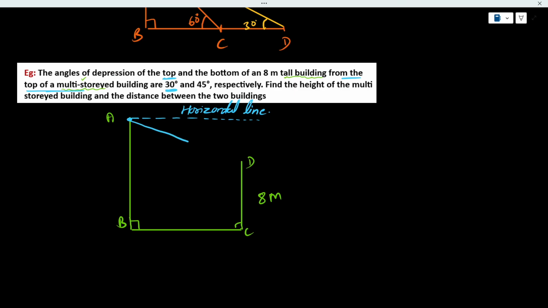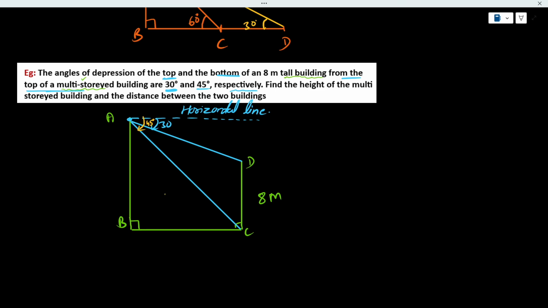That means what is your line of sight here? AD. So this angle is going to be 30 degree and the bottom is 45 degree respectively. See the word respectively. So what is the bottom of the tall building? Point C. So your line of sight is going to be here AC, because again the angle is between line of sight and horizontal line. So this angle is going to be 45 degrees, right?